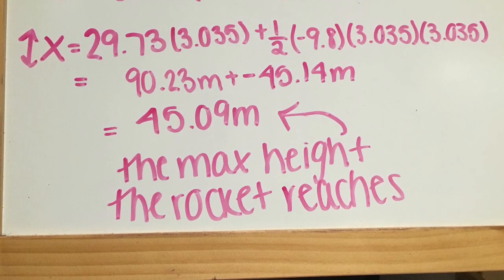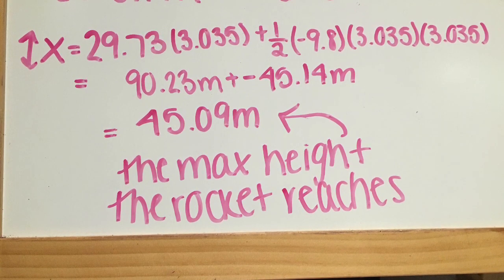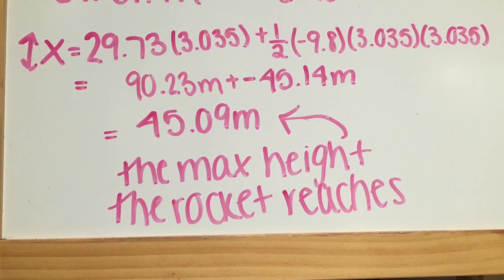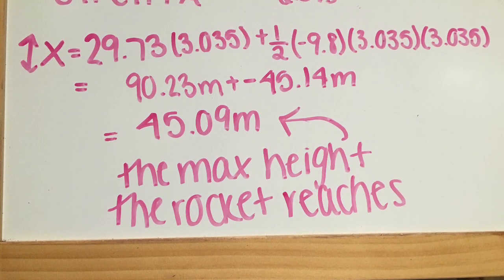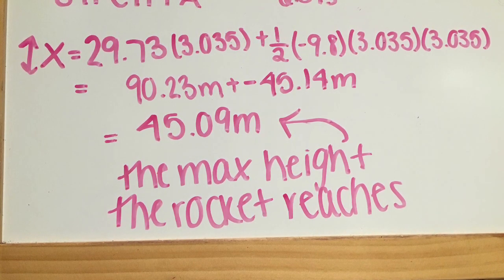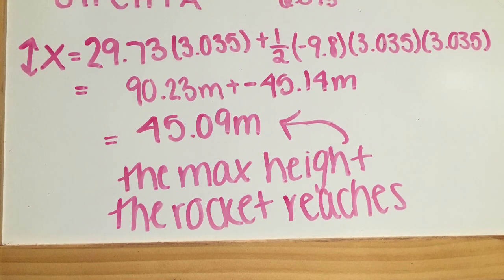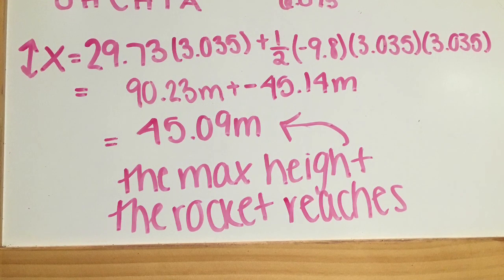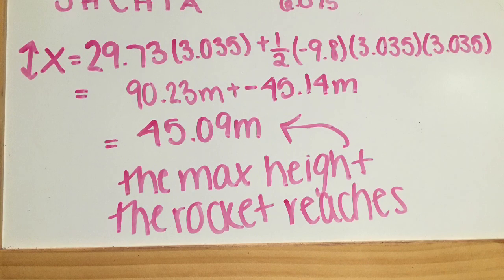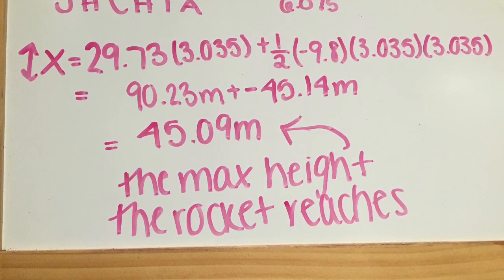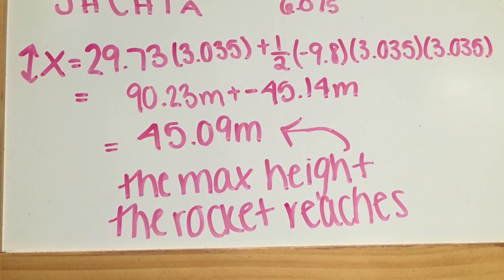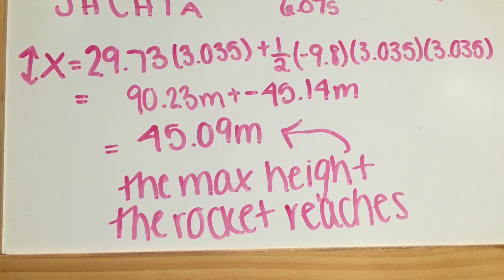29.73 meters per second times 3.035 seconds plus 1/2 times negative 9.8 meters per second squared times 3.035 seconds times 3.035 seconds. This would equal 45.09 meters. This is the max height that the rocket reaches.